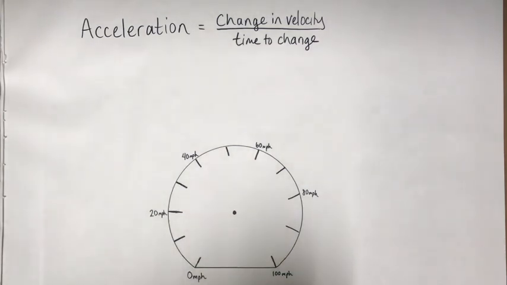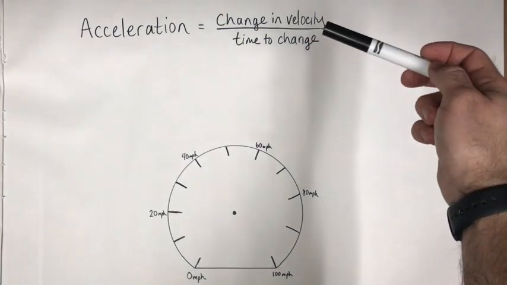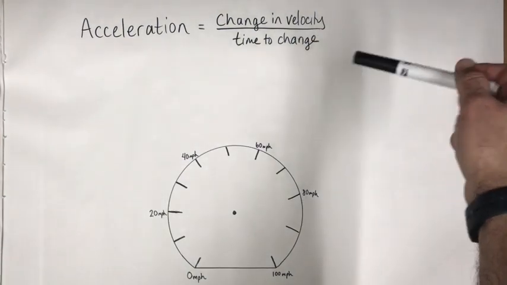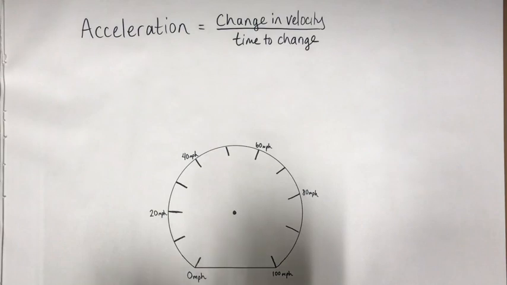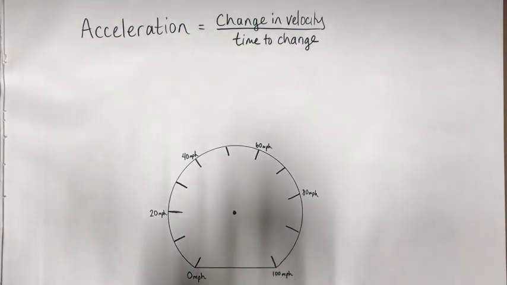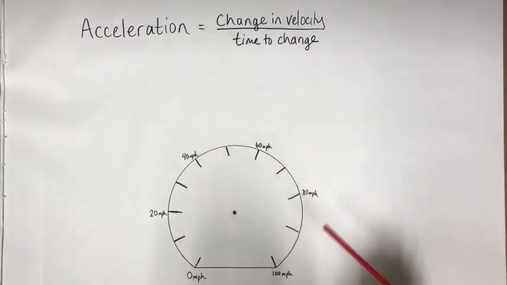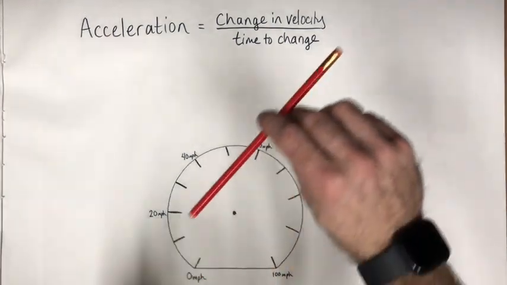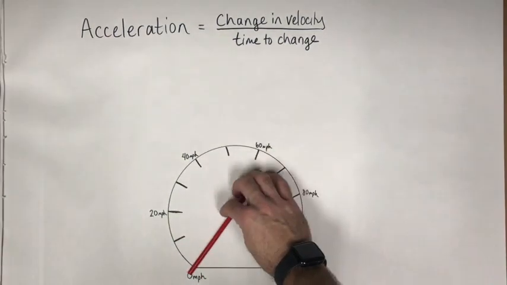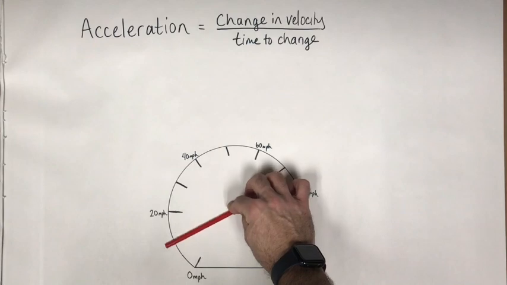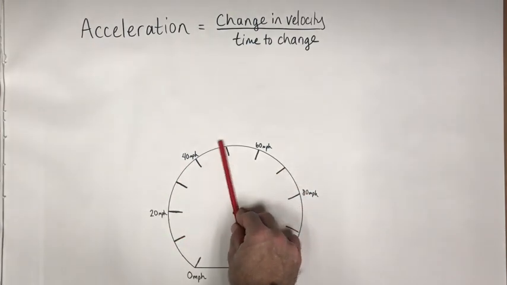Alrighty, students, we're looking at this concept of acceleration, which in its equation is fairly simple, but in application can sometimes feel a tad bit confusing. So let's look at an example here. We've got a speedometer, and I'm going to use this pencil as the needle of the speedometer so that we can look at how speed changes through time.